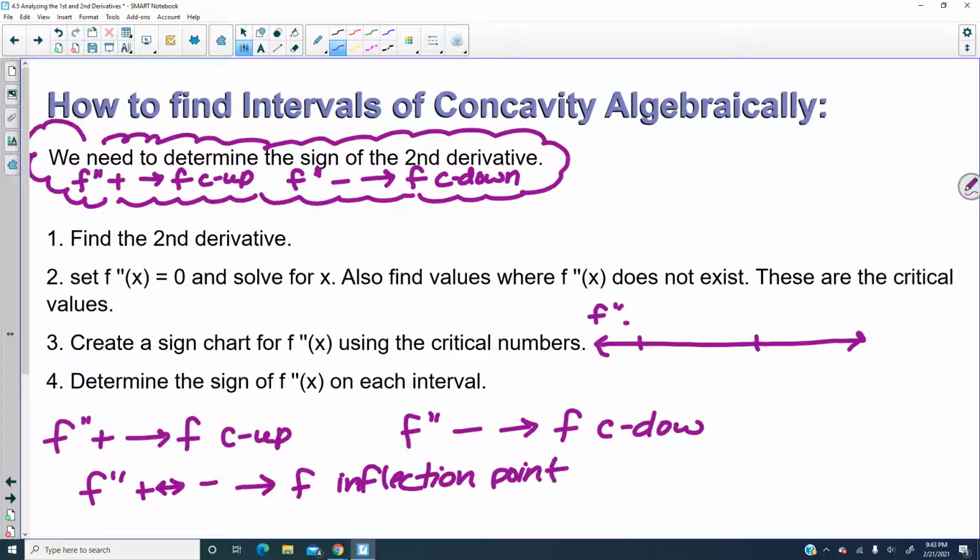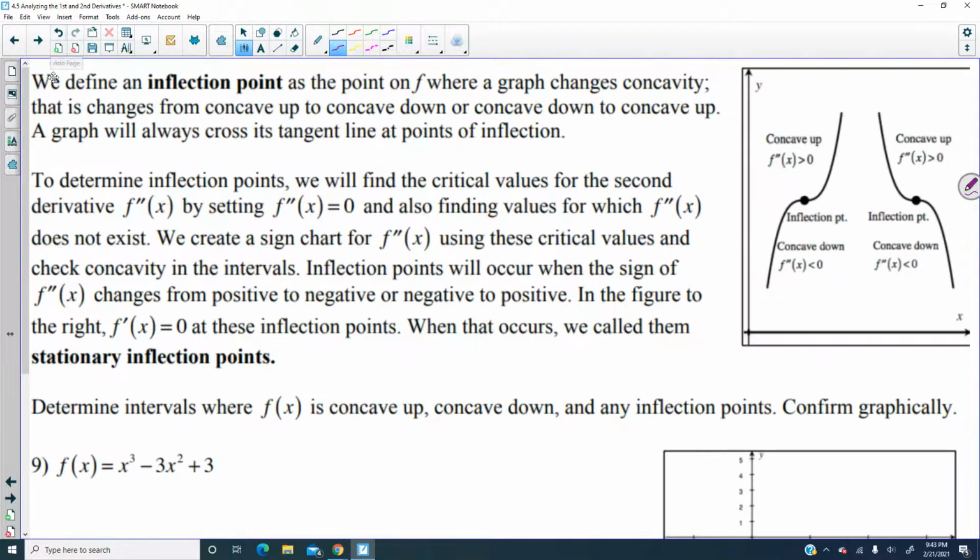So we're going to do all of this algebraically, and we will use page 113 in your notes packet. If you still have that notes packet, you can look on page 113. This is printed there. We also talked about the first part a little bit last time. We defined an inflection point as a point where the graph changes concavity. So these are what we're looking for.